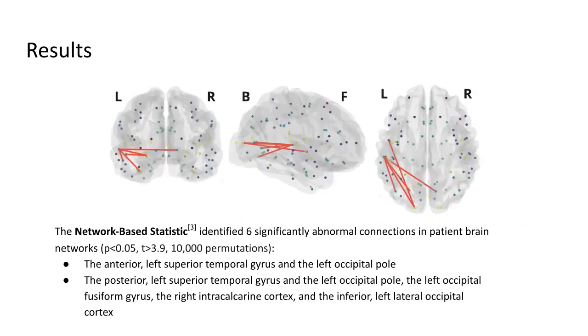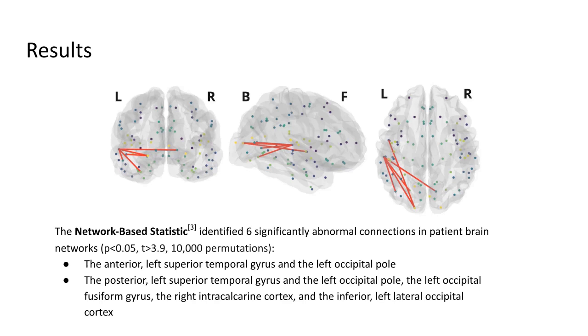To identify significant differences in functional connectivity between the PD and control groups, the network-based statistic was used. NBS is a non-parametric statistical test used to compare regions between experimental groups across a fixed number of permutations. The FC signatures identified to be significantly abnormal in the PD group were shared by the anterior and posterior divisions of the left superior temporal gyrus, the left occipital pole, the left occipital fusiform gyrus, the inferior division of the left lateral occipital cortex, and the right intracalcarine cortex.